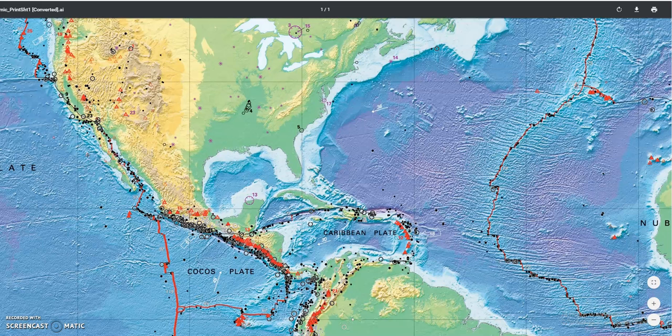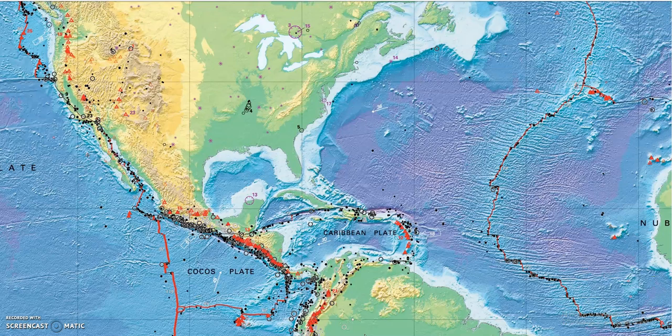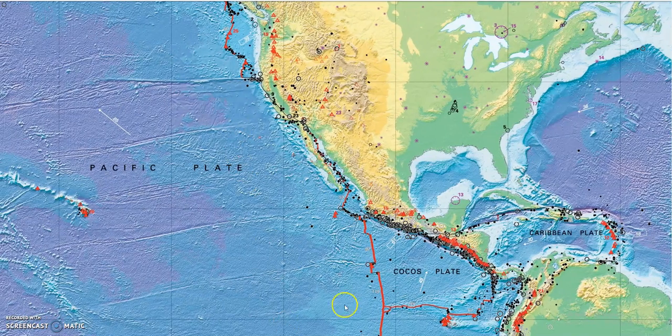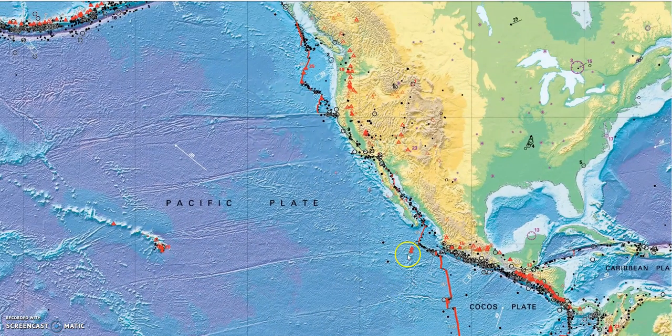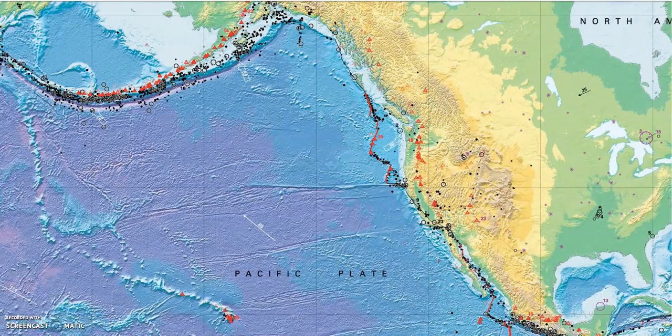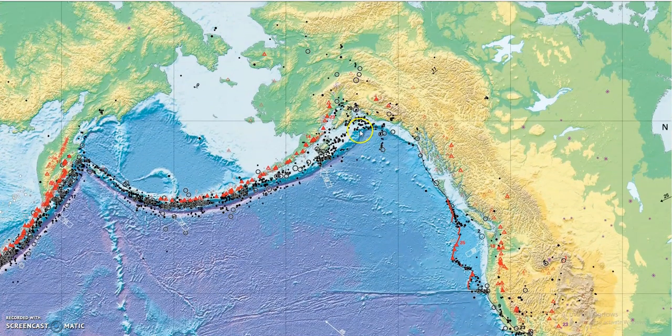And then an active margin is found at the edge of the continent where plates are scraping into each other or subducting one under the other, and that can be seen over here on the west side of the United States, as well as up here along Alaska.